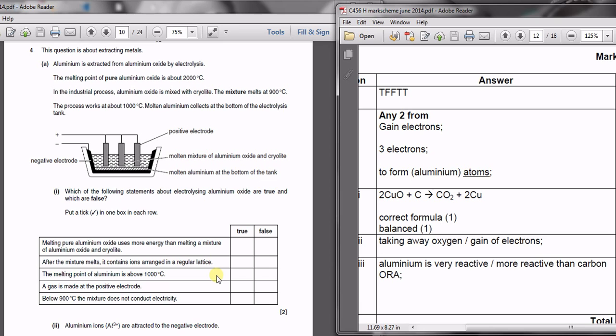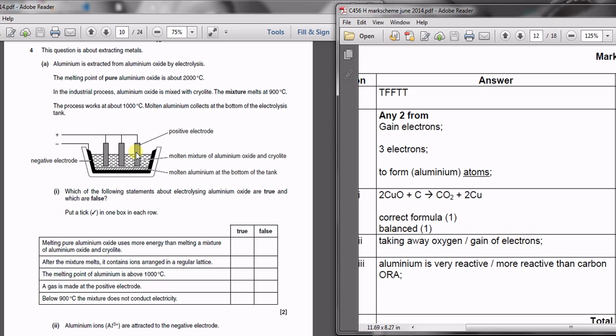The melting point of aluminium is above 1000 degrees Celsius. Well, this is also false because it says that there is molten aluminium at the bottom of the tank, but the process occurs at 1000 degrees Celsius. So around 1000 degrees Celsius, the aluminium must be a liquid, and therefore the melting point must be lower than 1000 degrees Celsius.